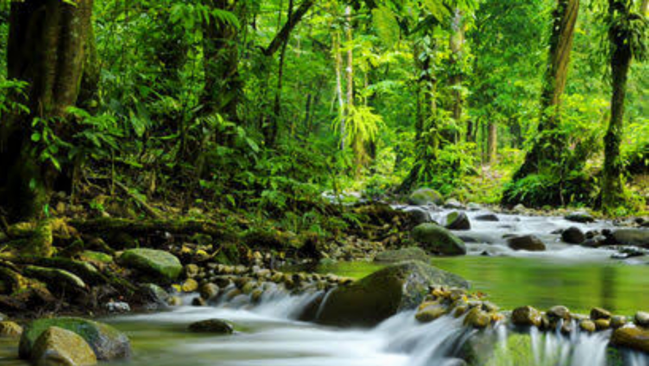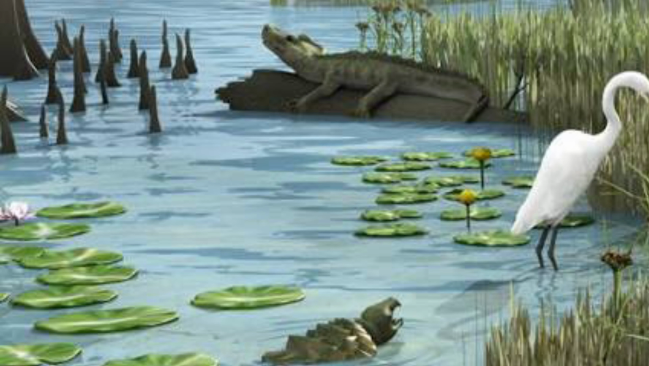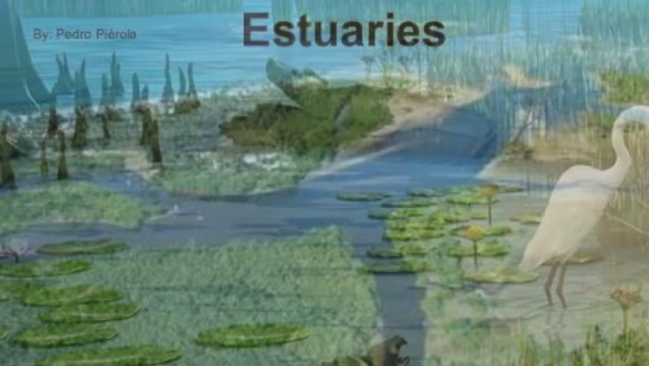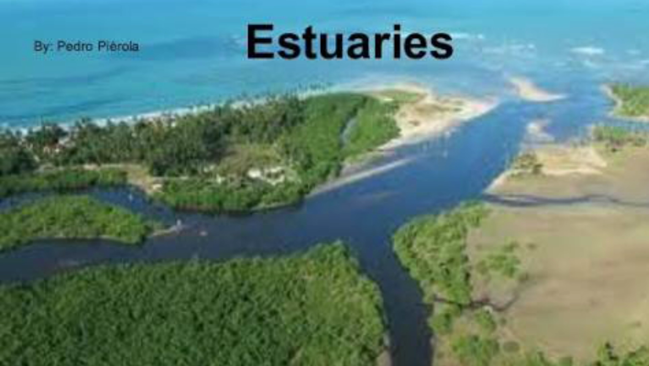Freshwater ecosystems can be divided into three main categories: rivers and streams, lakes and ponds, and freshwater wetlands. An estuary is a special kind of wetland formed where a river meets the sea.